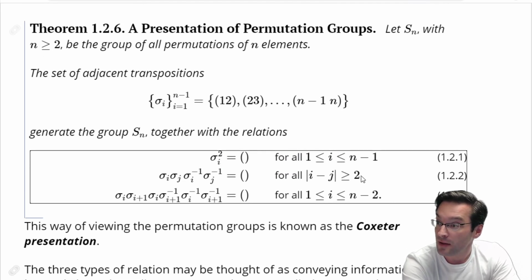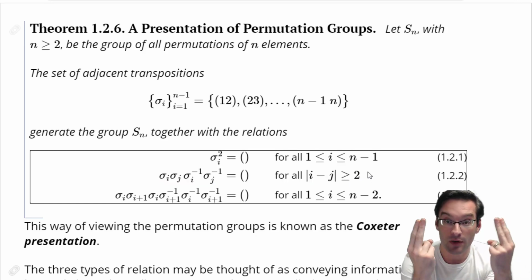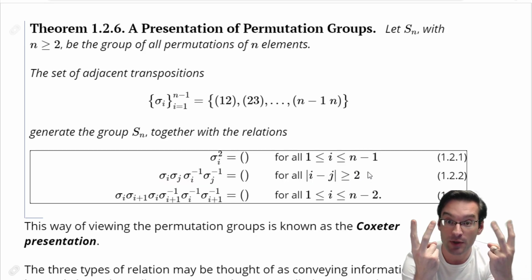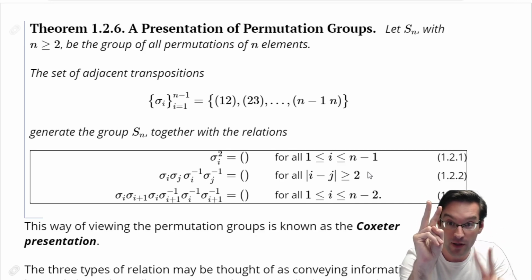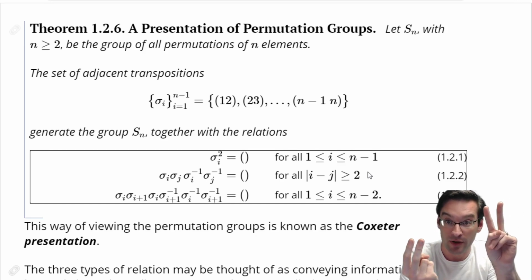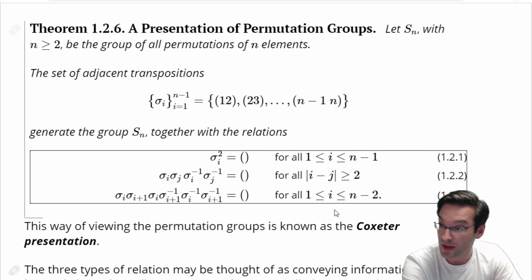We also had these relations, which told us that if I have two of those swaps and they're disjoint with one another, then those swaps are going to commute with one another. If I do one of them followed by the second, I get the same permutation as if I had done the other one followed by the other one. Because they're not competing over strands, they commute with one another. So that's the second relation that we have here.